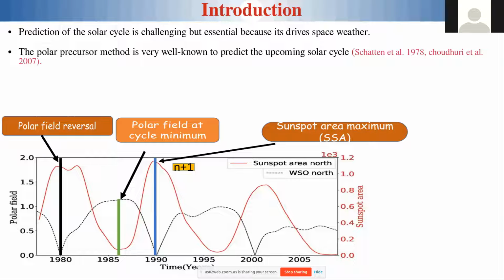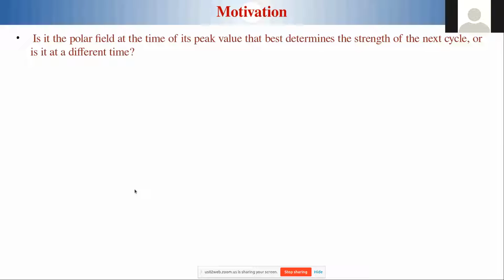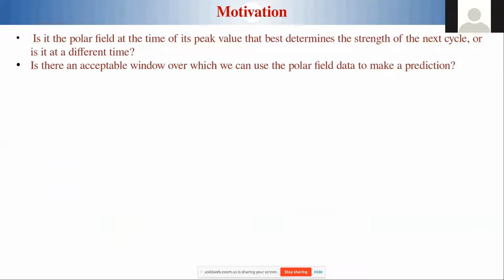If we have the polar field of cycle n, people predicted cycle n+1 about 4 to 5 years ahead. So our motivation is: can we predict the next cycle amplitude before the solar cycle minima? And how early before the solar cycle minima can we predict the next cycle amplitude?